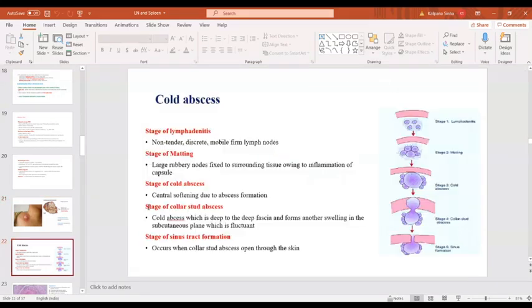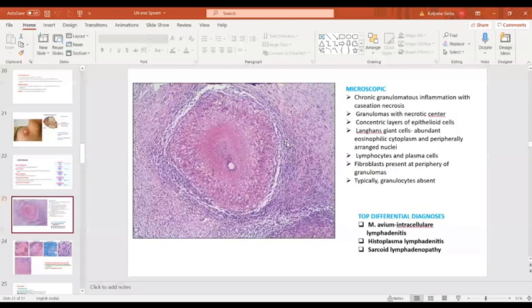So these are the various stages of cold abscess. First there will be lymphadenitis, then matting, then formation of a cold abscess, then a collar stud abscess, and finally a sinus tract formation. This is called a cold abscess because it is not painful. So this is the classical histology of a chronic granulomatous process. It is a granuloma.